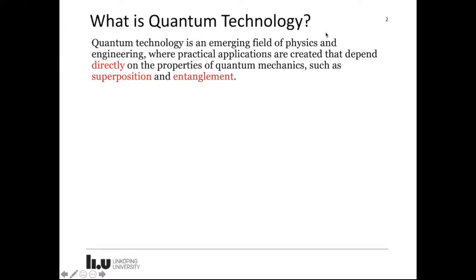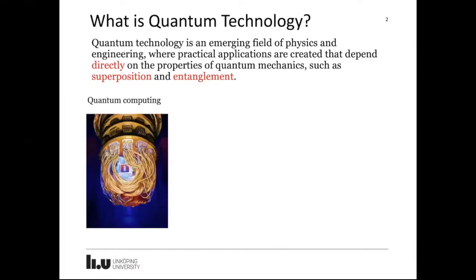Okay, so the first thing is, what is quantum technology? It's an emerging field of physics and engineering where practical applications are created that depend directly on the properties of quantum mechanics, such as quantum superposition and quantum entanglement. Basically, these properties allow us to create applications that are just not possible if we are only based on systems that follow the field of classical physics, such as, for example, electronics.